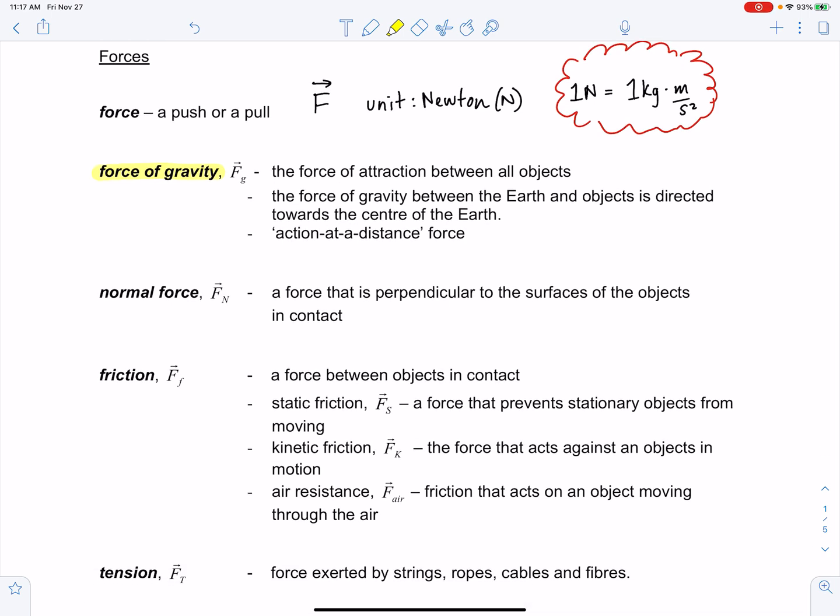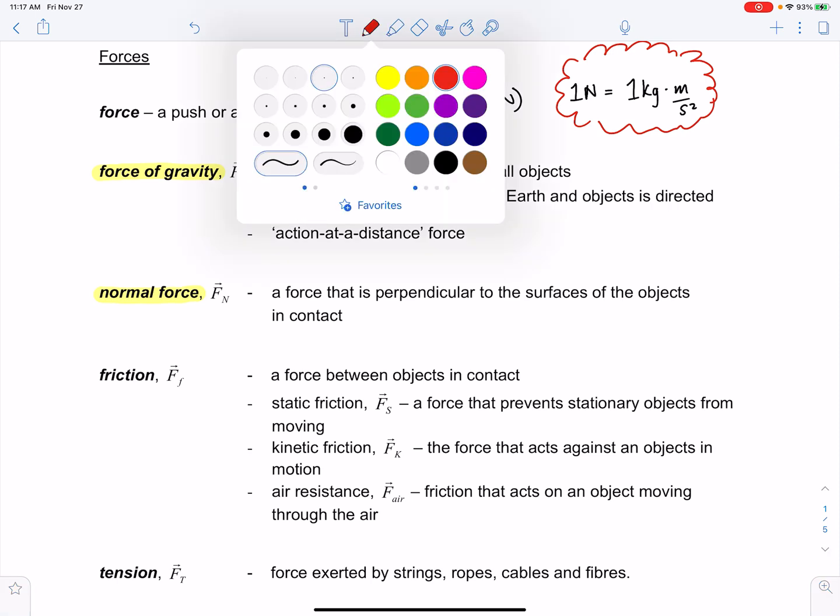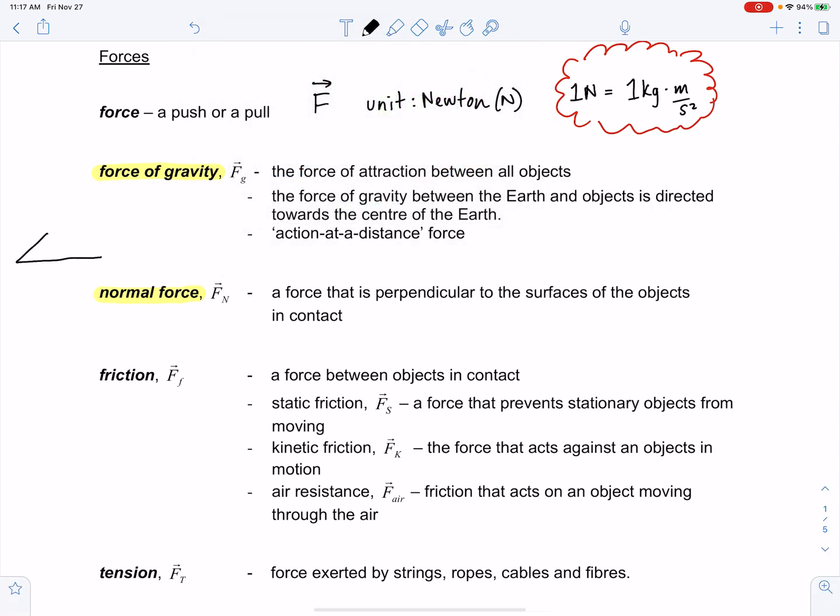The second force, which you may not be familiar with or may not have heard before, is called the normal force. And I want you to imagine standing on the floor. So we have a person standing on the floor, and we know that the force of gravity pushes down on this object. So the force of gravity will push down. What keeps us from falling through the floor is the fact that the floor itself exerts a force up onto us.